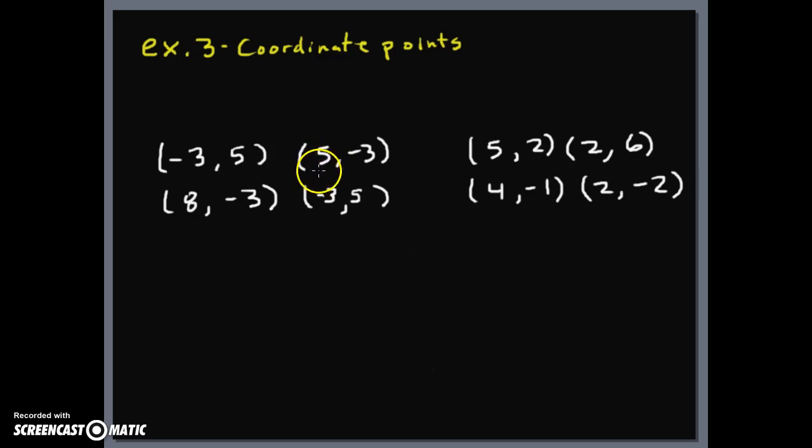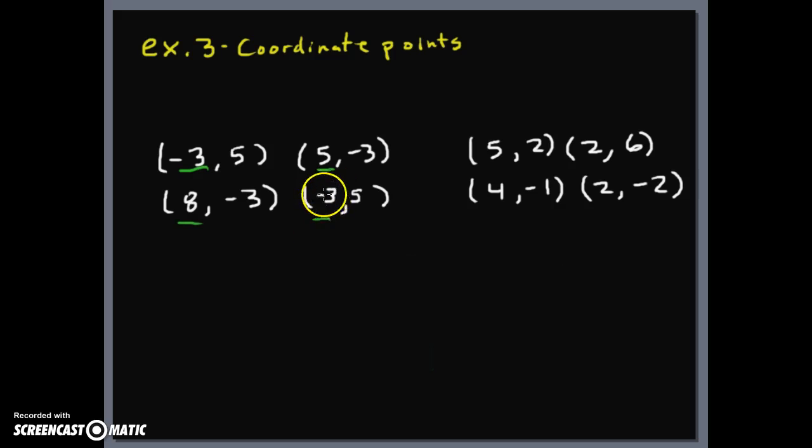And now, what does it look like in coordinate points? Coordinate points are very similar to tables and maps. So we've got negative 3 paired to 5. We've got 5 paired to negative 3, which is okay. We've got 8 paired to negative 3. So we've got an input paired to negative 3. We've got another input paired to negative 3, but so far we've got no repeating inputs paired to a different output.